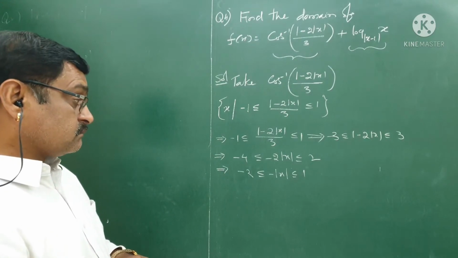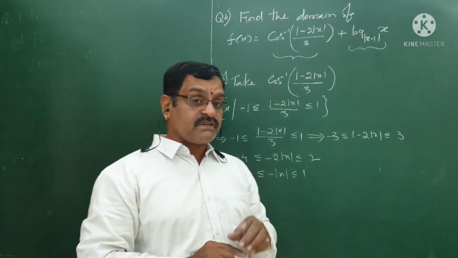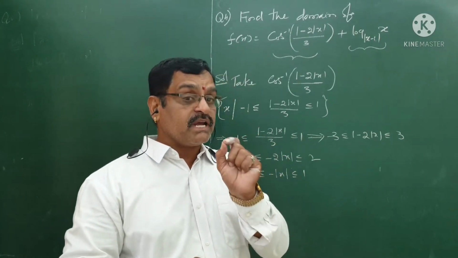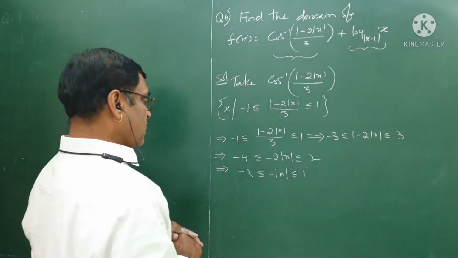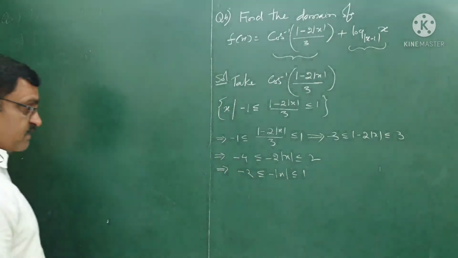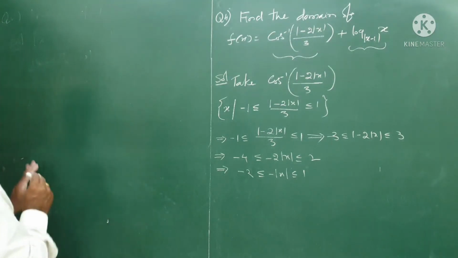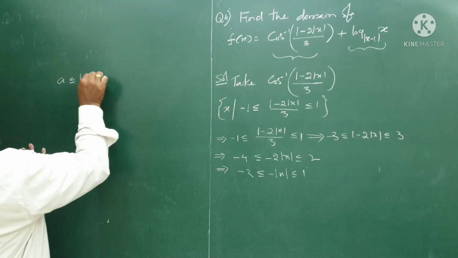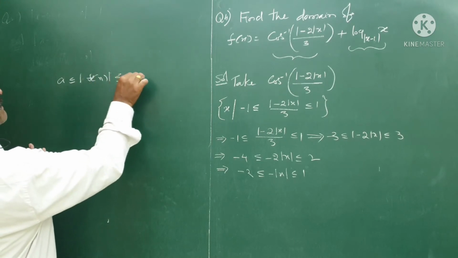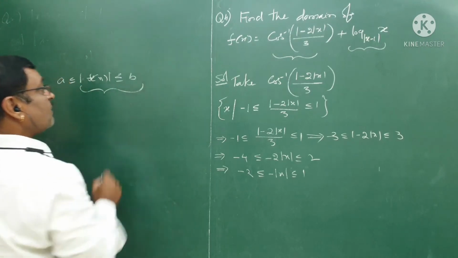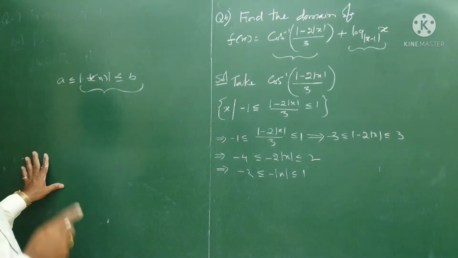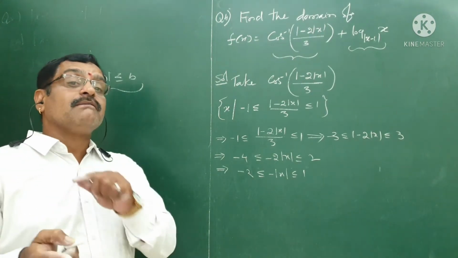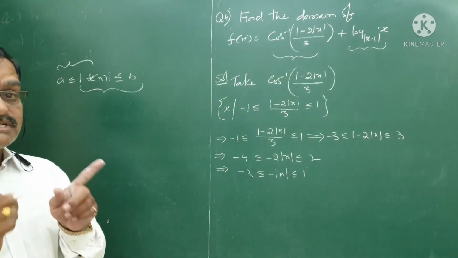Now this is a negative expression, and whenever you have a negative expression, you have to take a little more care. Now we have the expression, and we need to solve it. How? Listen carefully. Suppose you have a less than or equal to mod of f of x less than or equal to b. Take first mod of f of x less than or equal to b and solve it. Then go for a less than or equal to mod f of x and solve it. Then find the intersection of these two. This is the concept here.